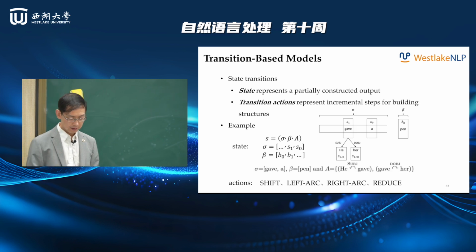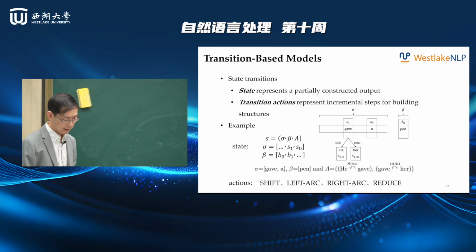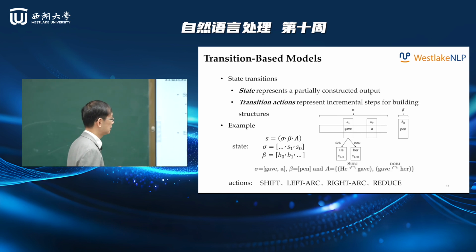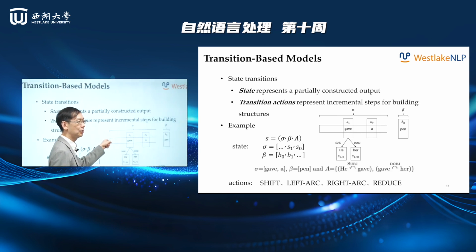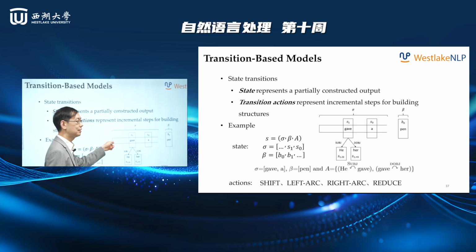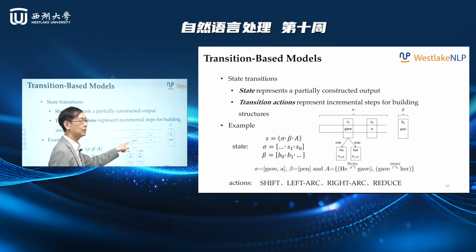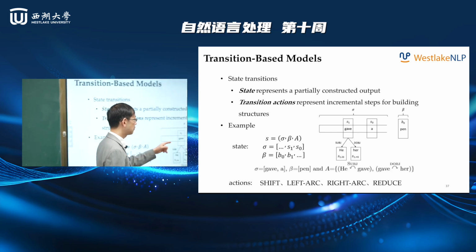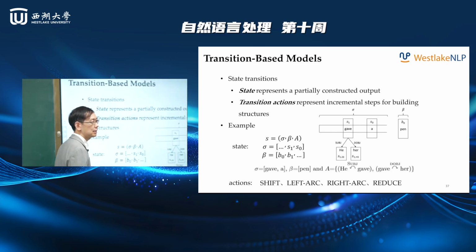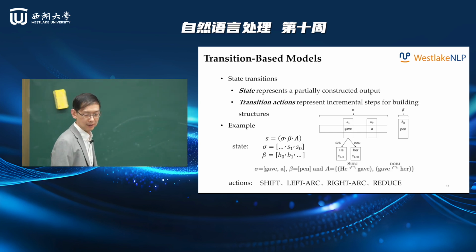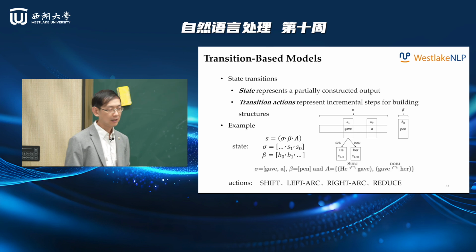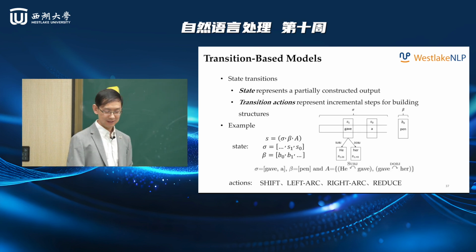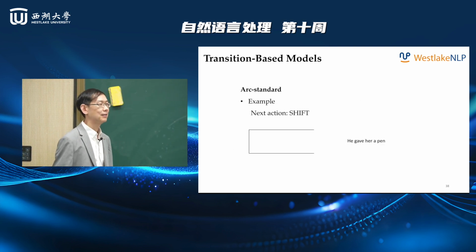For example, if I have a sentence, he gave her a pen, okay? During the parsing process, you might have a state like this, you know. The stack contains some words and partially built trees. The buffer contains the remaining words, okay? And you use actions to consume words from the buffer and then build the tree on the stack. And these actions are listed here. They include shift, left arc, right arc, and reduce, okay? Now how does it work? Let me show you a small animation, okay?